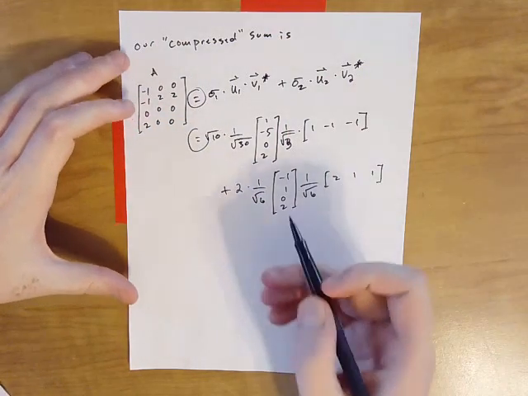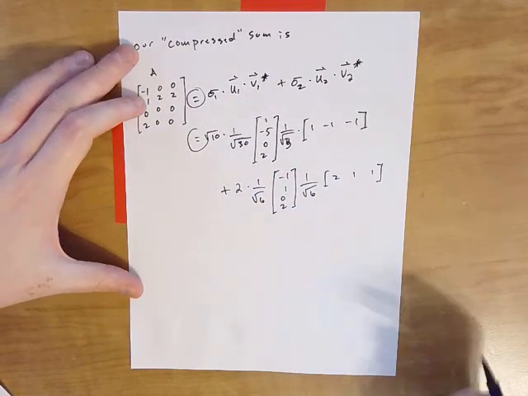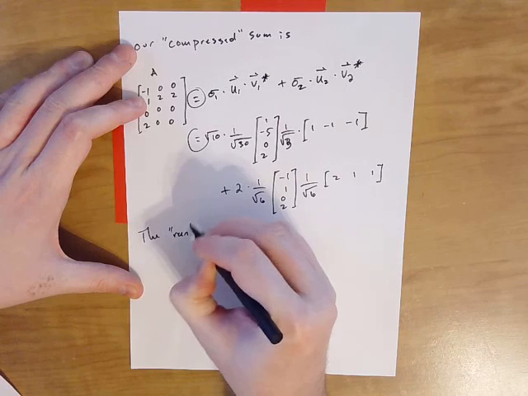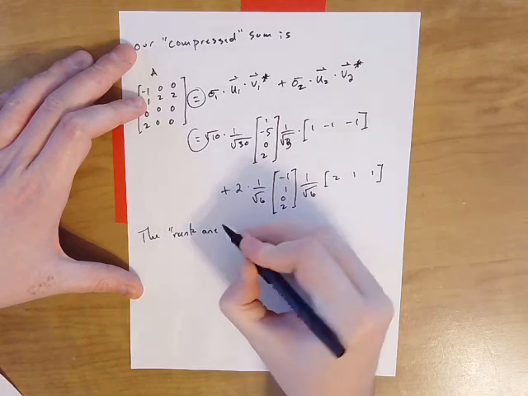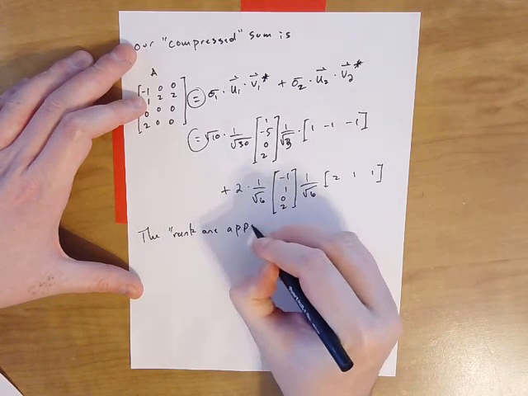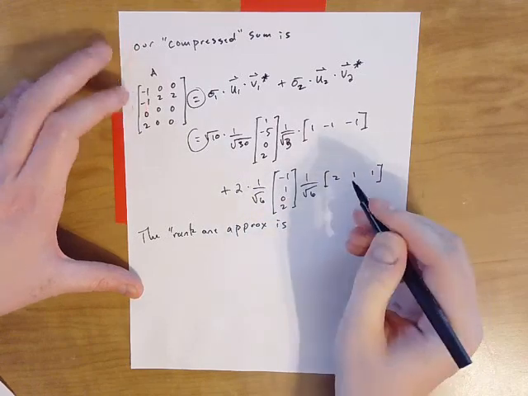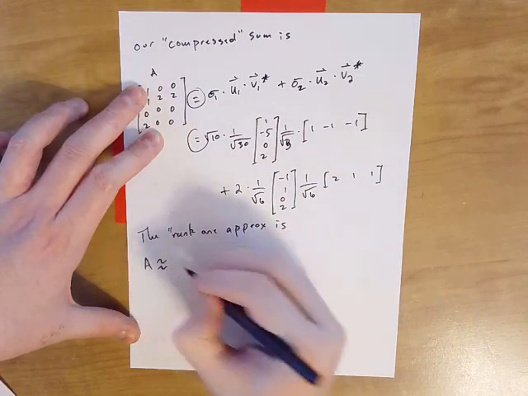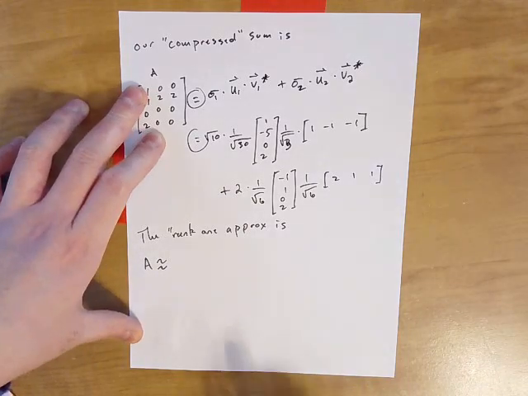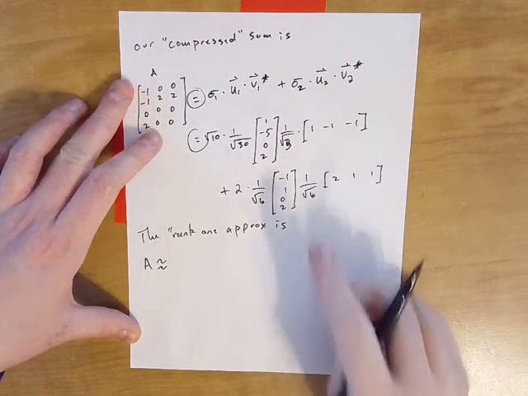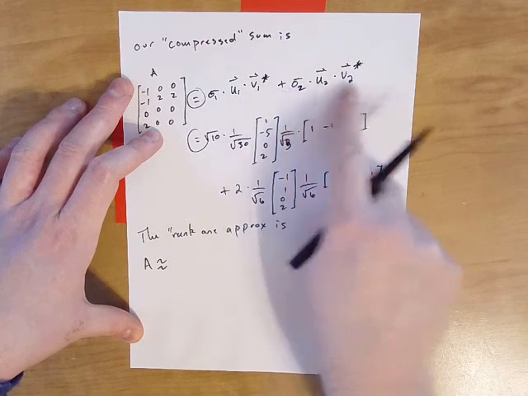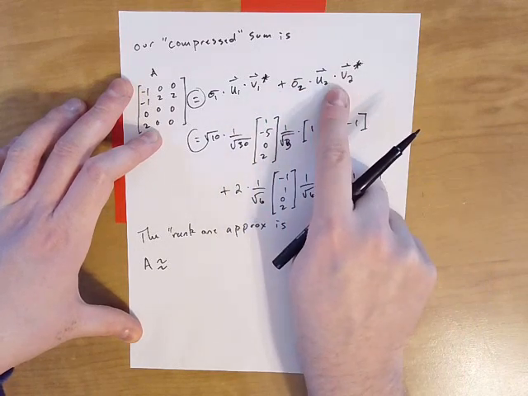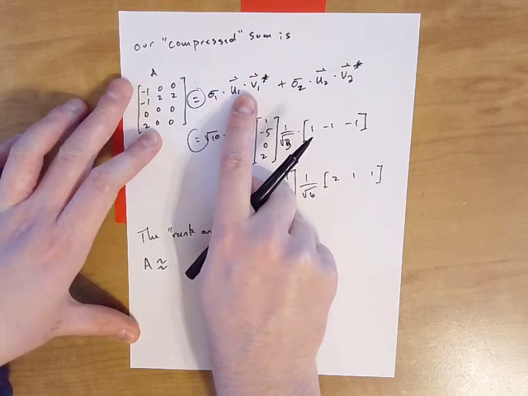The last thing we can do here is find what's called the rank 1 approximation. And what this says is that our matrix A is not equal to, but it's approximately equal to what we get when we drop off the second term in our compressed sum. So if we just ignore this second term, we'll be left with one rank 1 matrix.